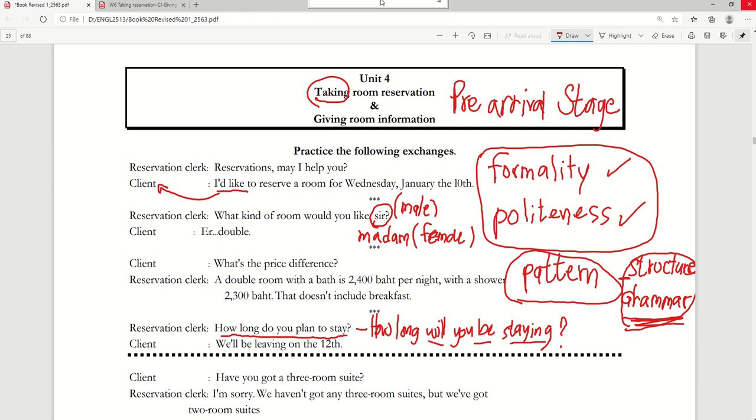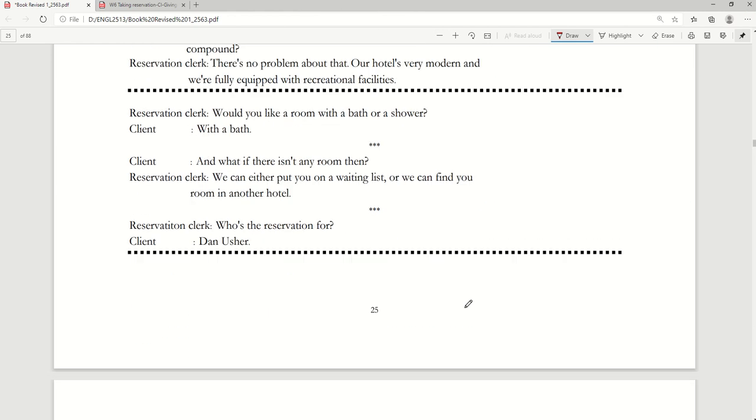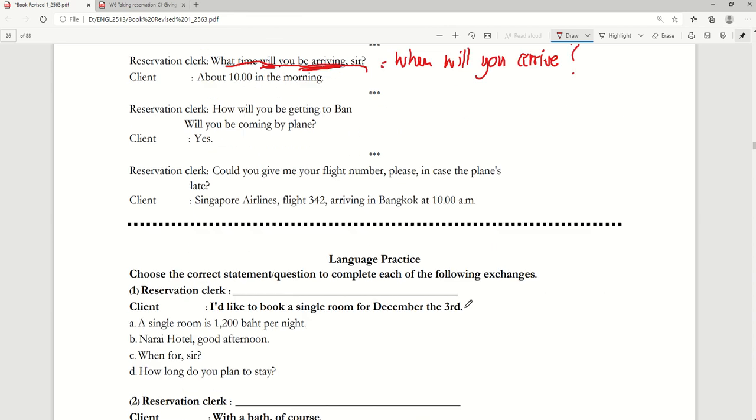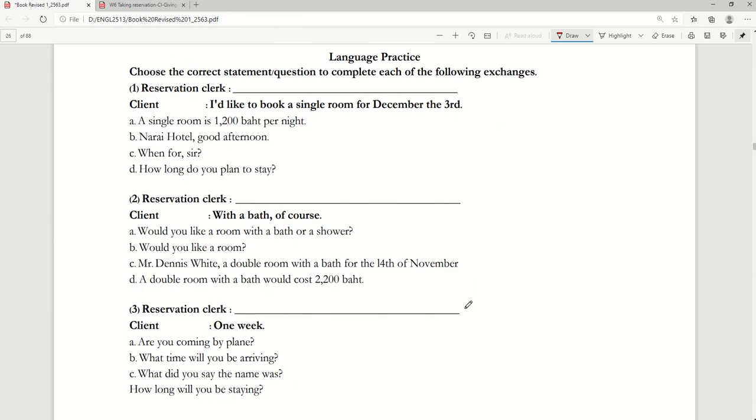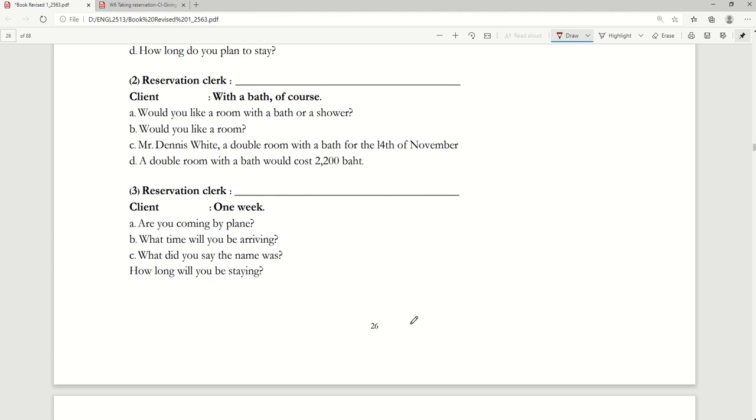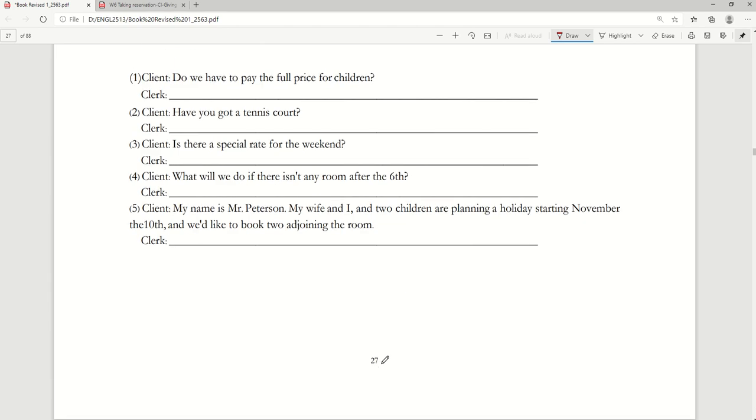Okay, so in your book, you can see there are some examples and practices. And I will not spend much time on that because you can read and understand by yourself, as it is not that difficult. Okay, so classwork, page 26 to 27.